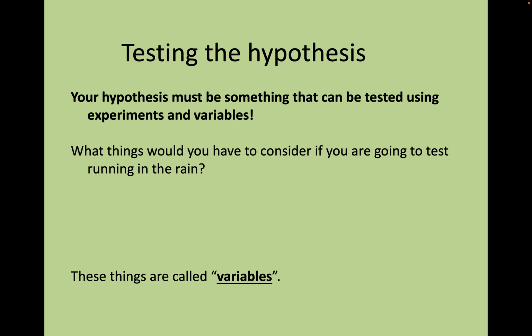Your hypothesis should have things that it can be tested in some way. There are lots of things you'd have to consider if you were actually going to send people out in the rain and make them run. You'd have to see how fast are they running or walking, where they are, what else is around them, how hard is it going to be raining, is there wind, what kind of clothes they have on. There's so many things you have to consider. We can make lists and lists and lists, but all of those things collectively are called variables.